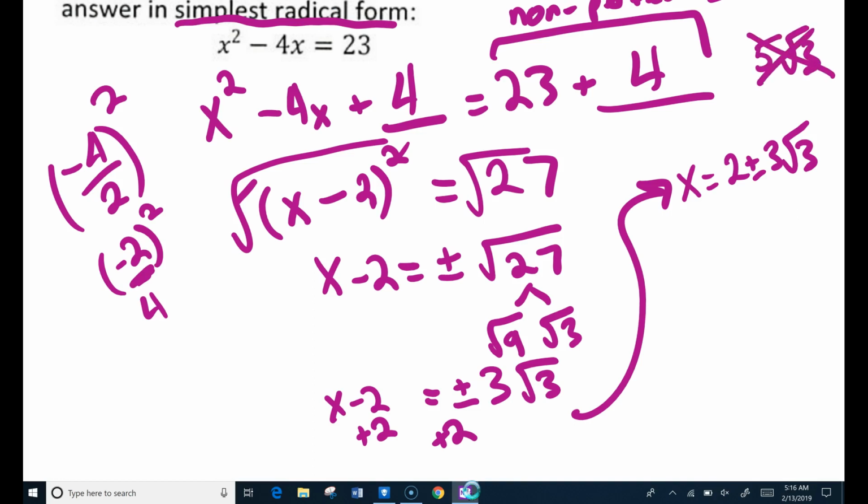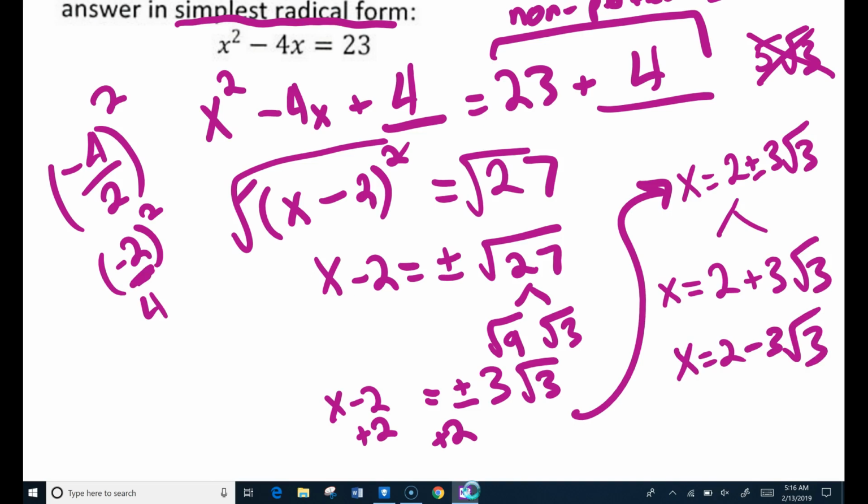So just keep in mind that if a number has a radical attached to it, we treat it as a separate term. And again, your last step is just to write it as two different solutions. X equals 2 plus 3 radical 3, and x equals 2 minus 3 radical 3. So if you know how to complete the square and you know how to simplify radicals, this problem isn't a whole lot different than number 8 that we just did.